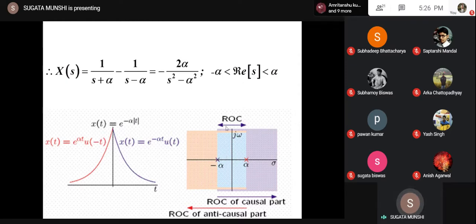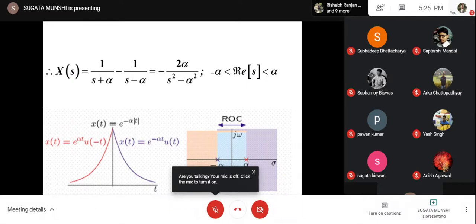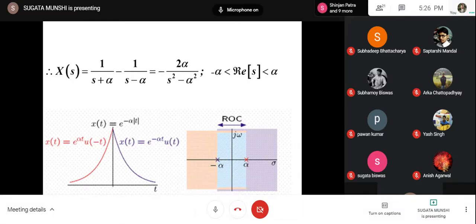In the direction of j omega axis, it will extend in this direction up to plus infinity, and in this direction up to minus infinity. So that is a vertical strip of finite width because it's a non-causal signal.